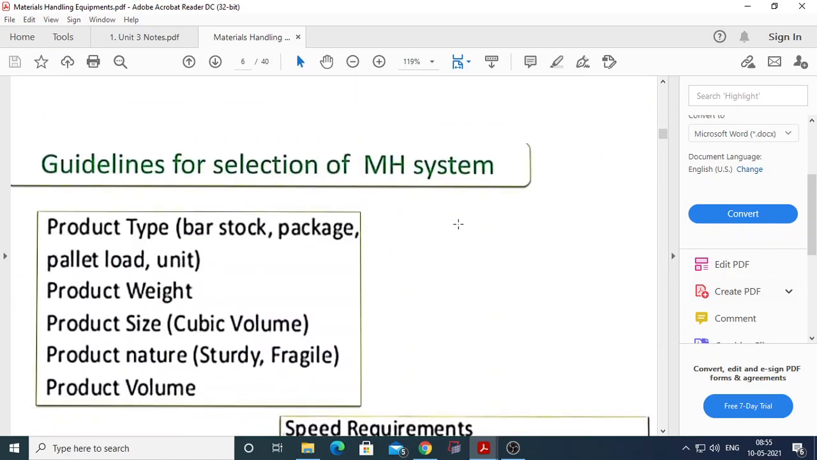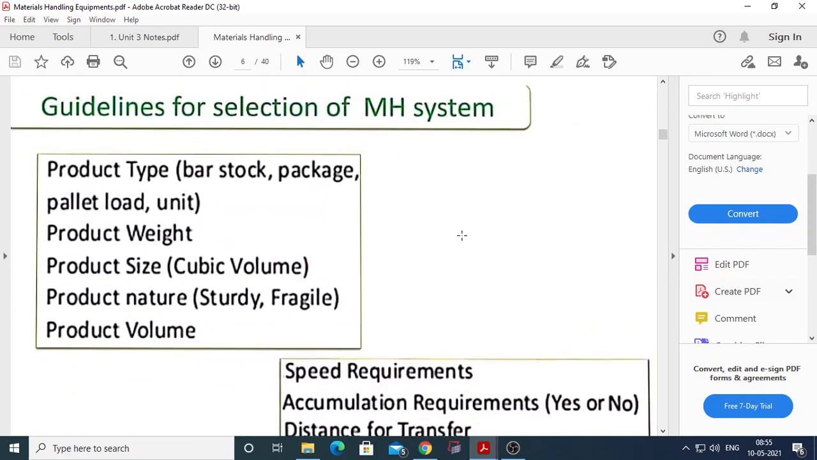Then the next one: it is unsuitable for heavy unit loads, because when you keep the load on the belt, it becomes unbalanced. That's why this is one more disadvantage.